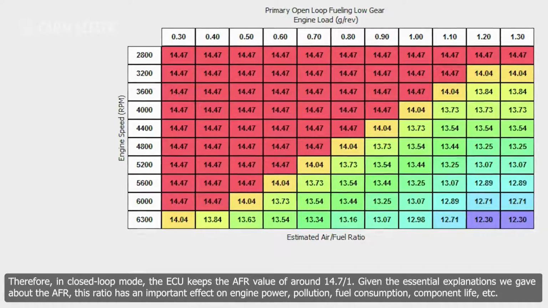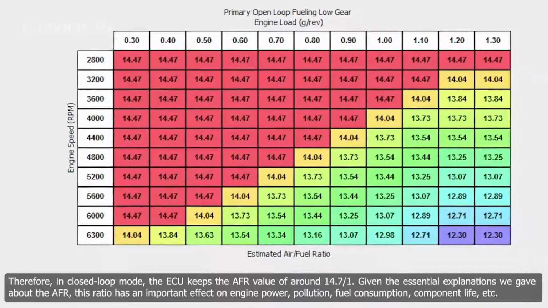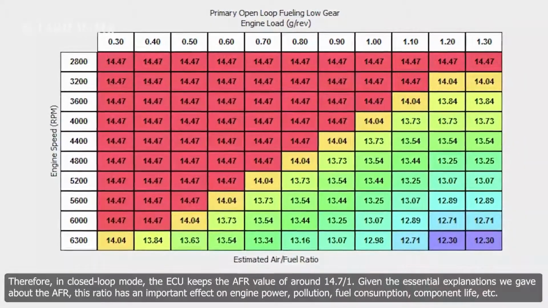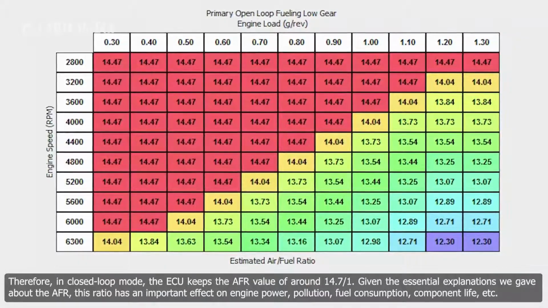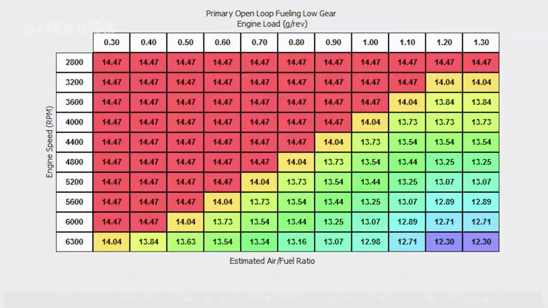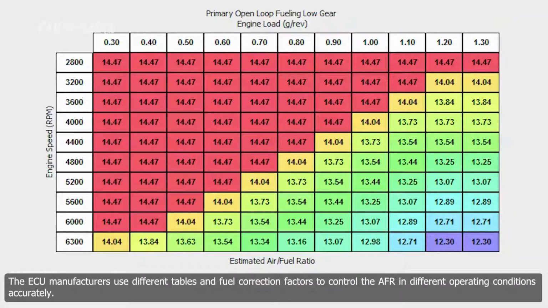Therefore, in closed-loop mode, the ECU keeps the AFR value at around 14.7/1. Given the essential explanations we gave about the AFR, this ratio has an important effect on engine power, pollution, fuel consumption, component life, etc. The ECU manufacturers use different tables and fuel correction factors to control the AFR accurately in different operating conditions.